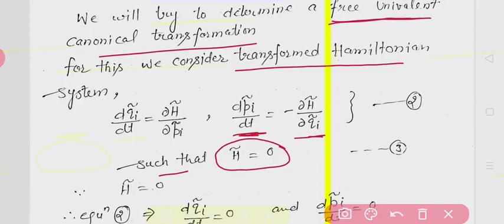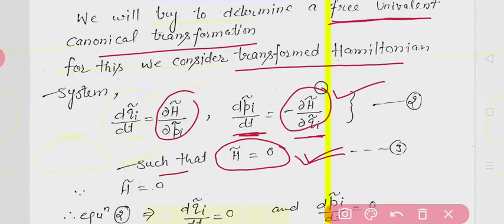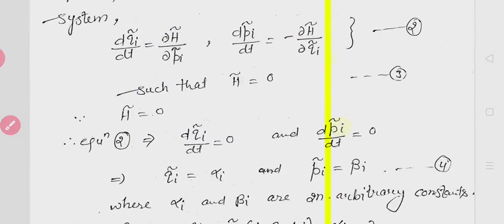To determine the free univalent canonical transformation, we are considering this system with h tilde equal to 0. If h tilde is equal to 0, then dqi tilde over dt will be equal to 0 and dpi tilde over dt will be equal to 0. That means qi tilde will be equal to some constant and pi tilde will be equal to some constant. So we will get this if h tilde is 0.